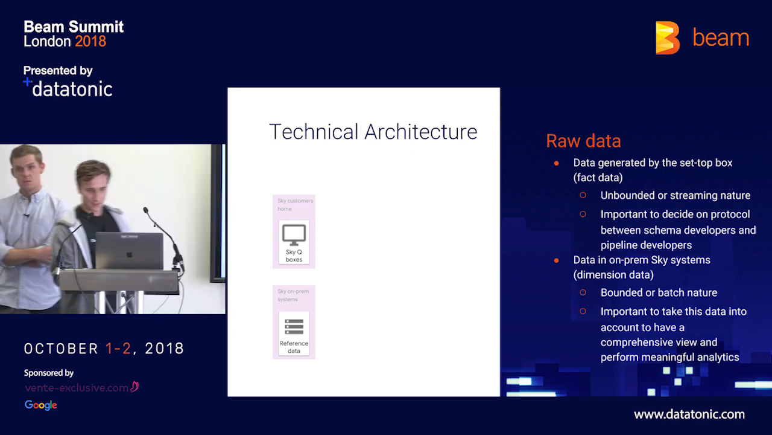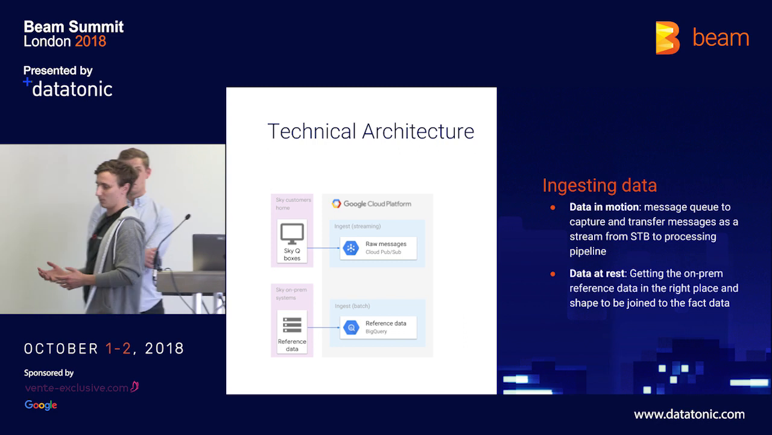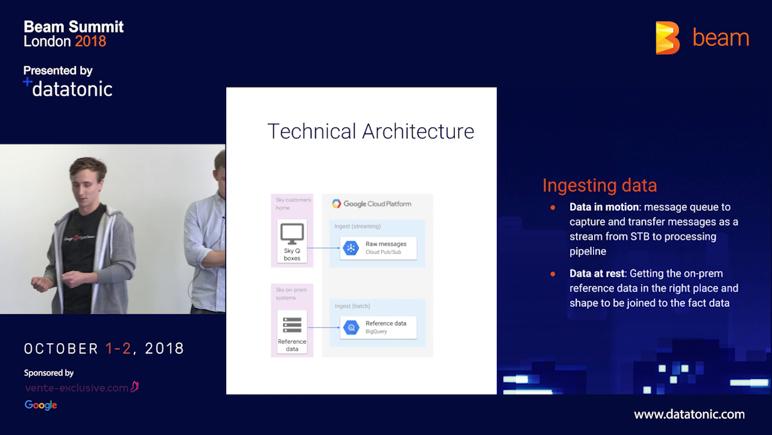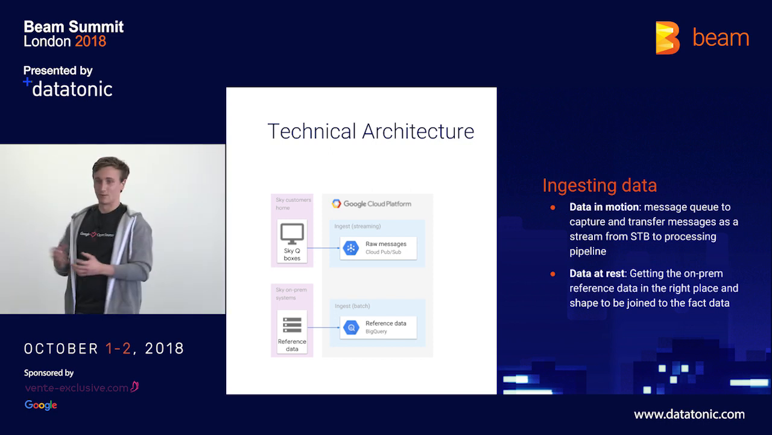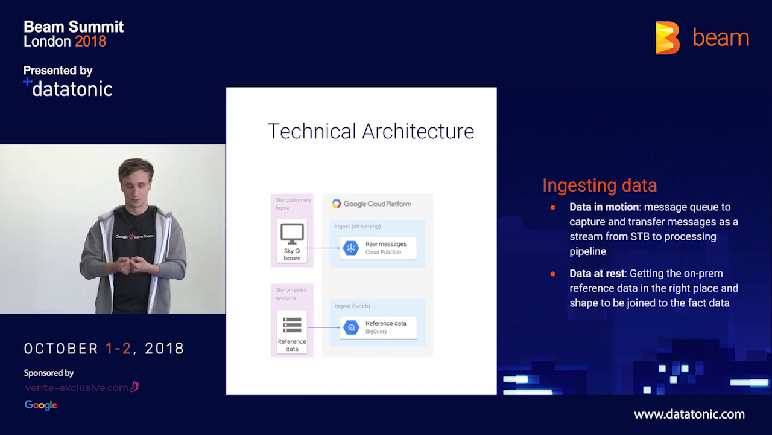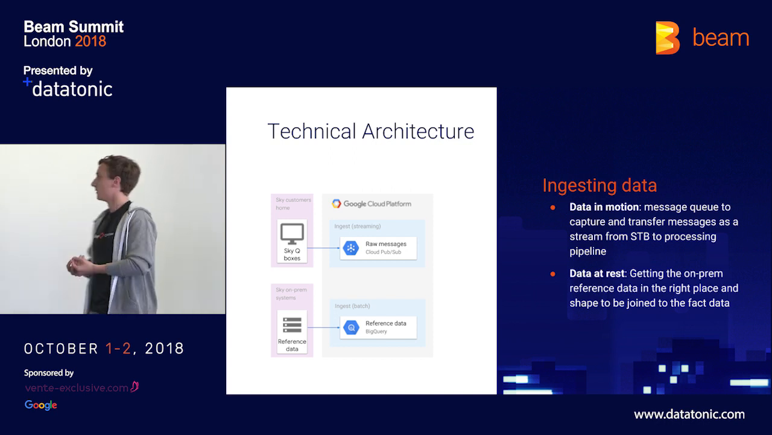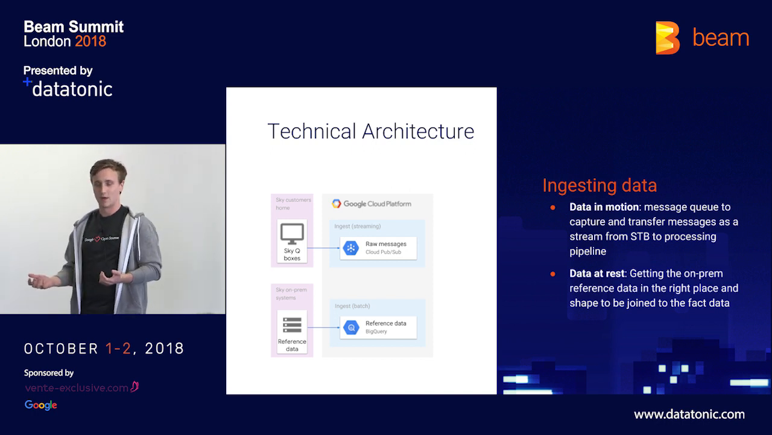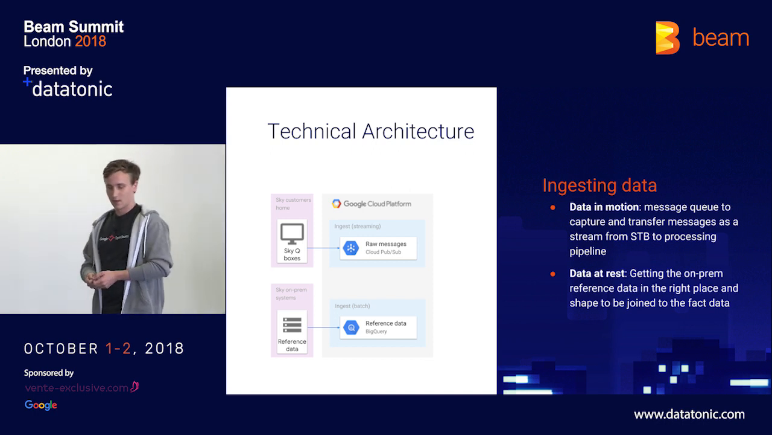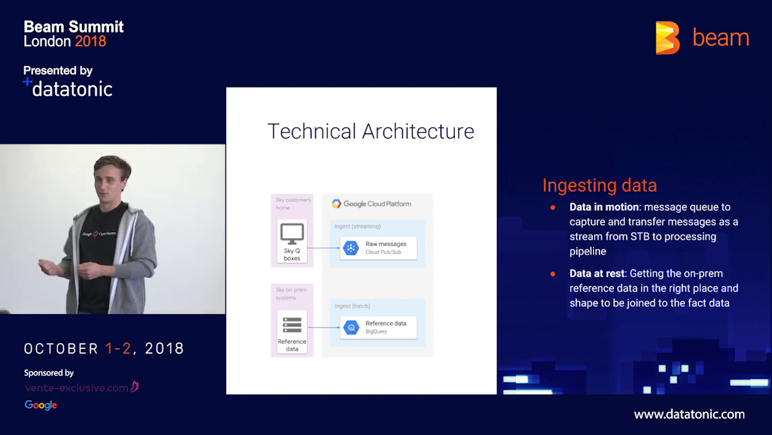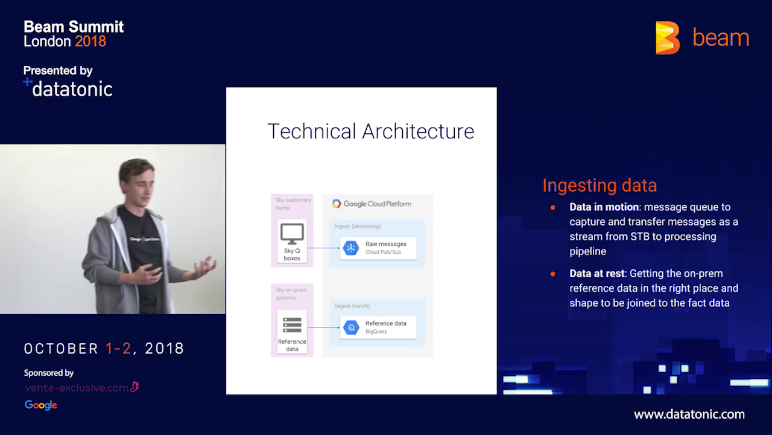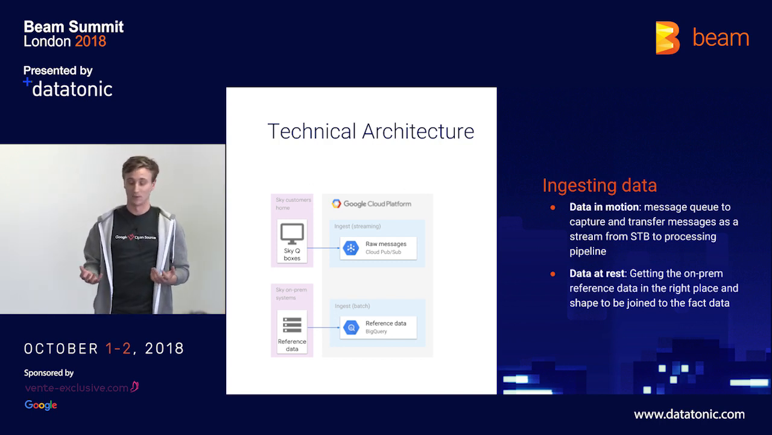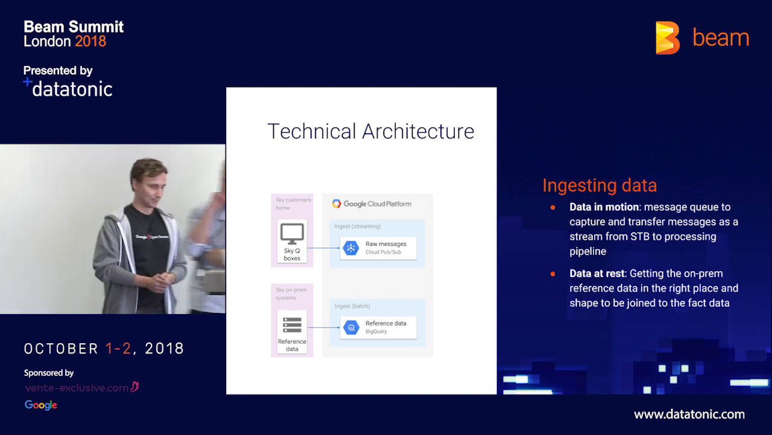So that gives us the raw data, but obviously we want to process this data. And this brings us to how we're going to ingest it into our processing systems. First of all, we have the data in motion, which is the data that comes off the set top boxes and gets produced in real time. And this is ingested into a message queue. In our case, we used Google Cloud PubSub, but it might as well have been something like Apache Kafka. Next to that, we have the reference feeds, which are the data sets that sat on Sky on-prem systems, and those got staged to our data warehouse. For us, it was Google Cloud BigQuery.